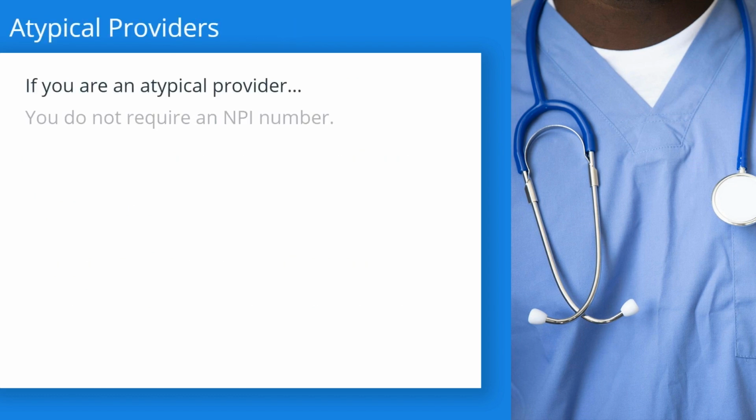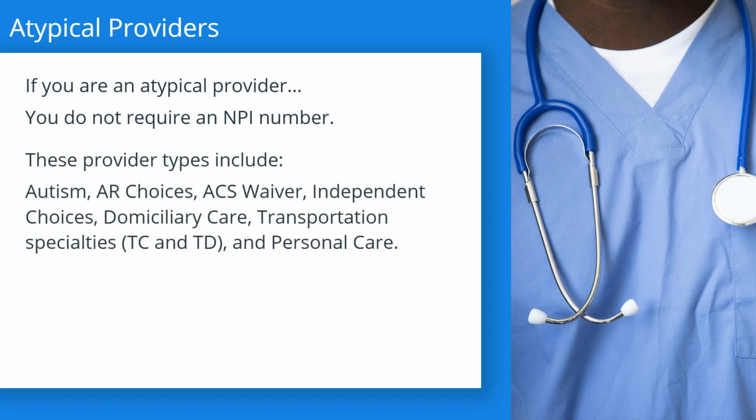Atypical providers. If you are an atypical provider, you do not require an NPI number. These provider types include autism, AR choices, ACS waiver, independent choices, domiciliary care, transportation specialties, TC and TD, and personal care.